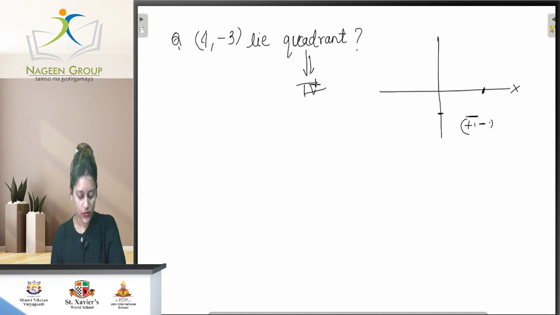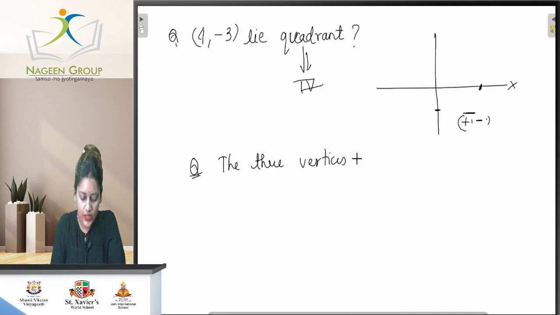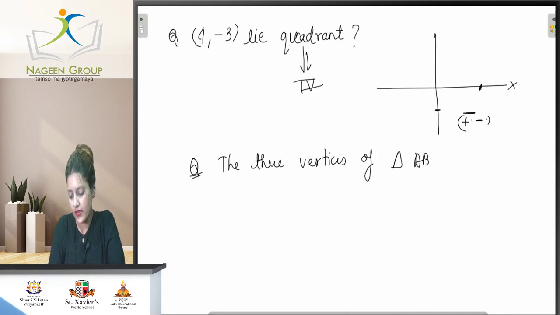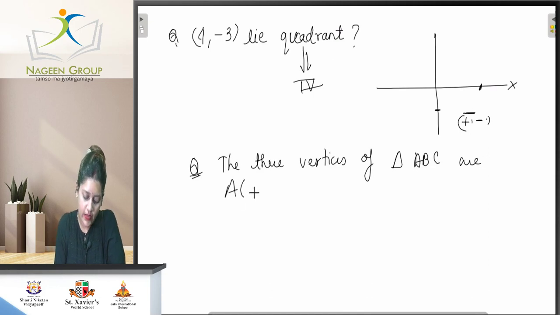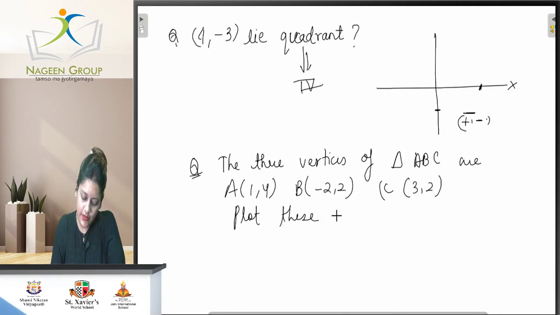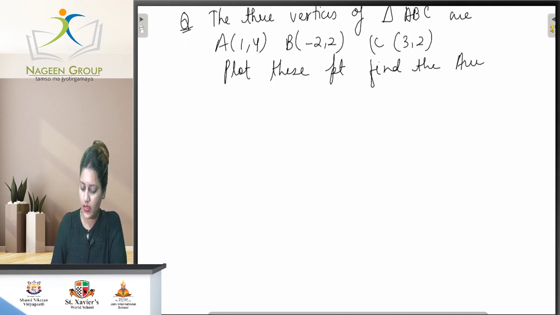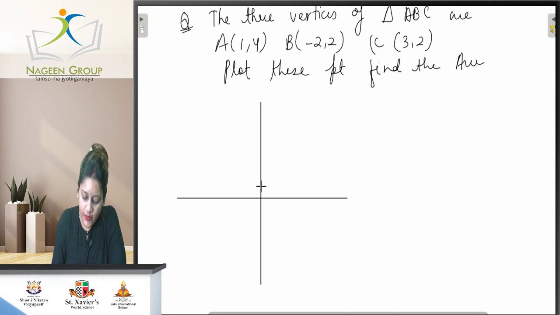After that, the question is: the three vertices of a triangle ABC are A (1, 4), B (-2, 2), C (3, 2). Plot these points and find the area. So first of all, what are we going to do? We are making a number line. So the number line is this. After that, the points are made.